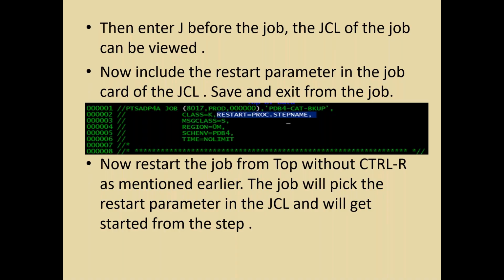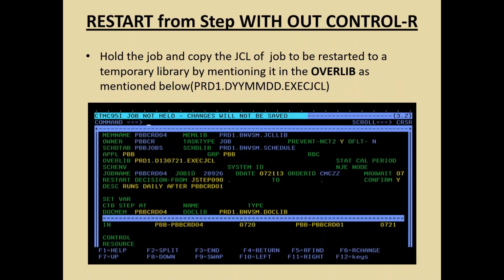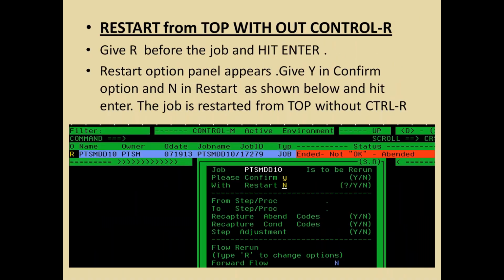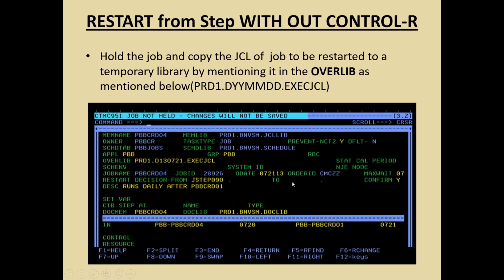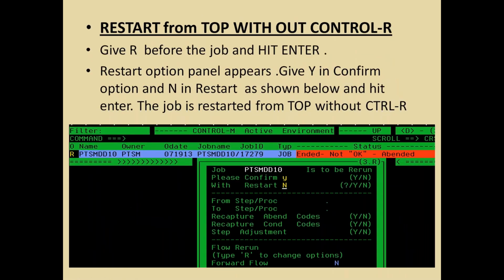So now restart the job from top without controller as mentioned earlier. The job will pick the restart parameter in the JCL and will start from that step. See, after giving this restart parameter here, you use this option, restart from top, that is Y comma N. Whenever you are giving any job card restart, in Control-M you are always restarting it from top, Y comma N.